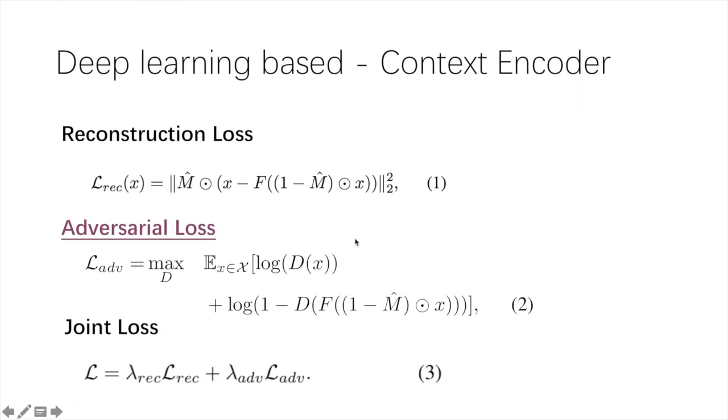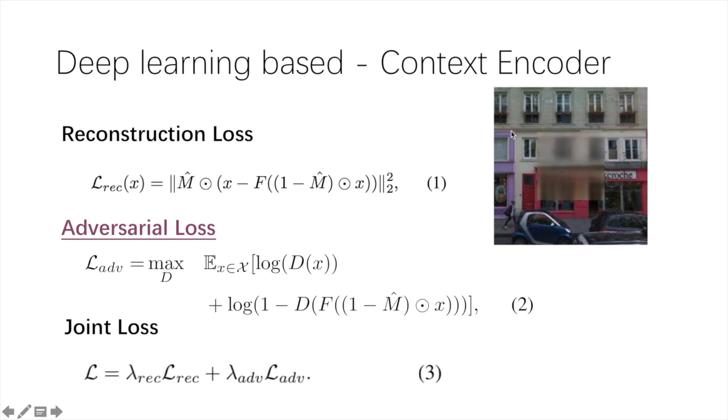However, since the loss uses L2 distance, only using this loss to train the model will output a picture like this. You can see that it's very blurry, so the author adds the adversarial loss. Since that loss comes from generative adversarial networks, I will introduce this network briefly.